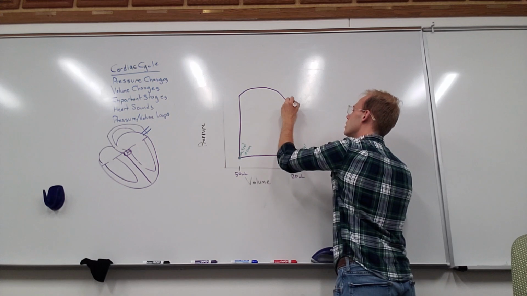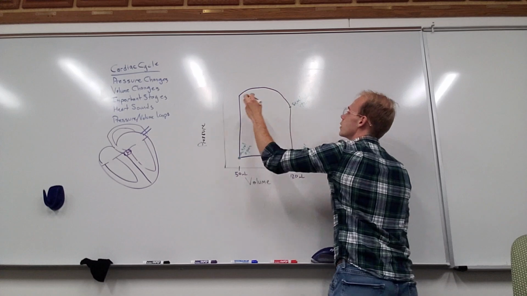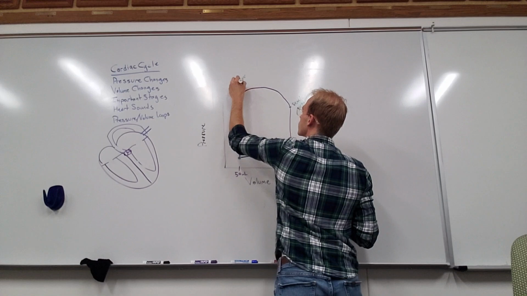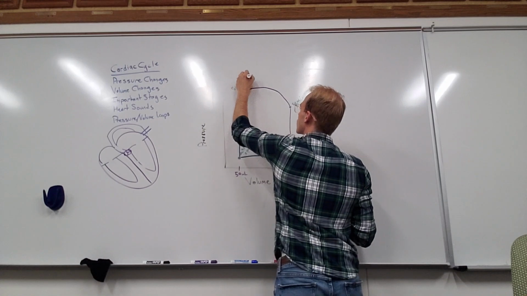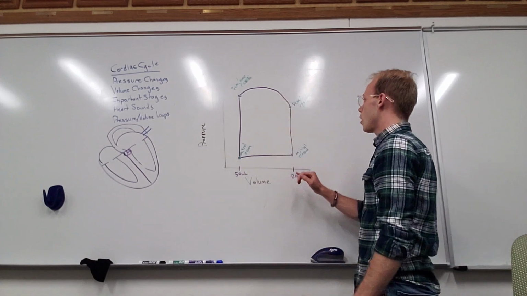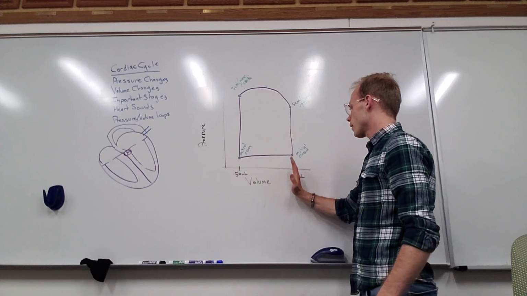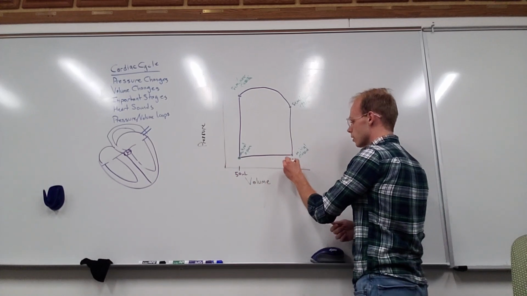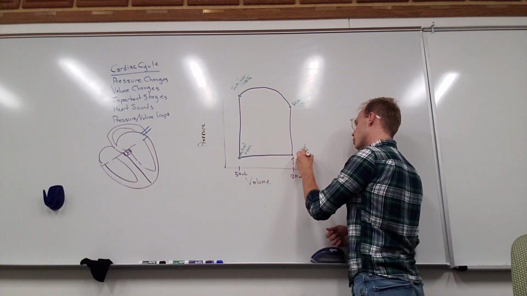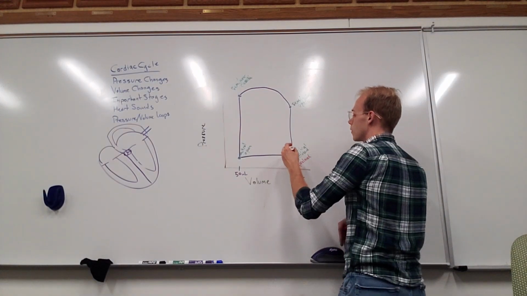At this point we can say semilunar is open, and then here semilunar closed. So we've got a couple of important things to note on our pressure volume loop. So here the ventricle is being filled, and then it gets to this point. This here, so whatever our maximum volume is, that's called preload. So that's how much blood we've shoved into the left ventricle.